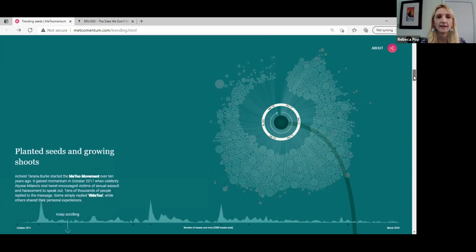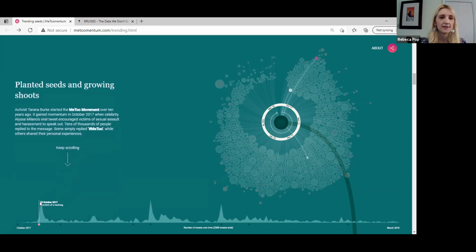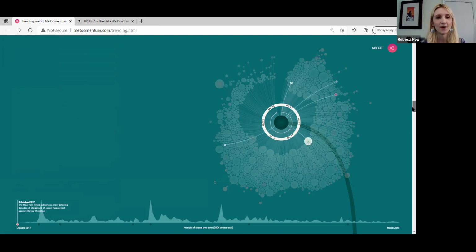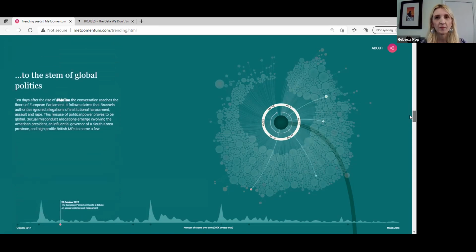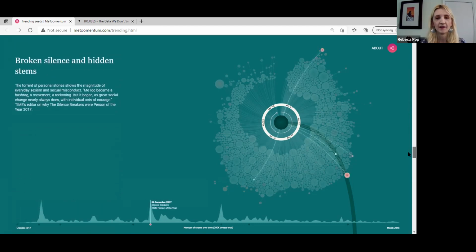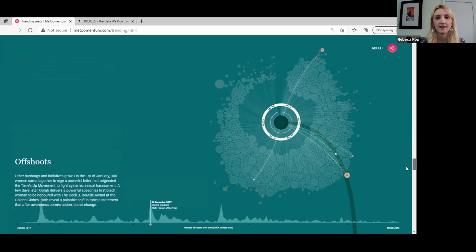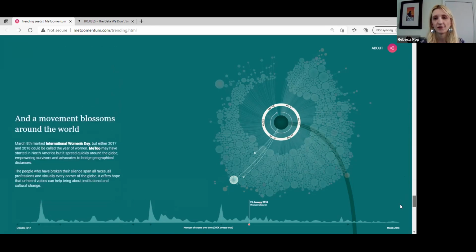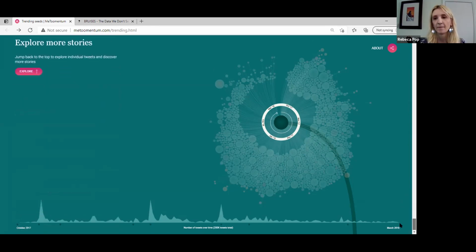And as I scroll down, key events start populating. So first, the birth of the hashtag, and then some context around it. And then as I scroll, Hollywood, the story started with Hollywood incidents, then the European Parliament and how they got involved, national security, Time Person of the Year that had to do with that, Oprah Winfrey, who gave a speech about that, Women's March, then Women's International Day, and then at the end you can explore further. So this is a visualization that's engaging, I think, but also beautiful at the same time.